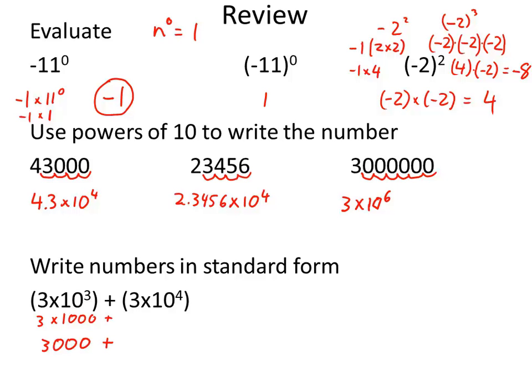And same thing for this one. We have 1, 2, 3, 4 zeros after there because it's times 10 to the 4 times 3. And so 10,000 times 3 is 30,000. Okay, so we have 30,000 plus 3,000, and that's going to be 33,000. So a little bit of review from last time.